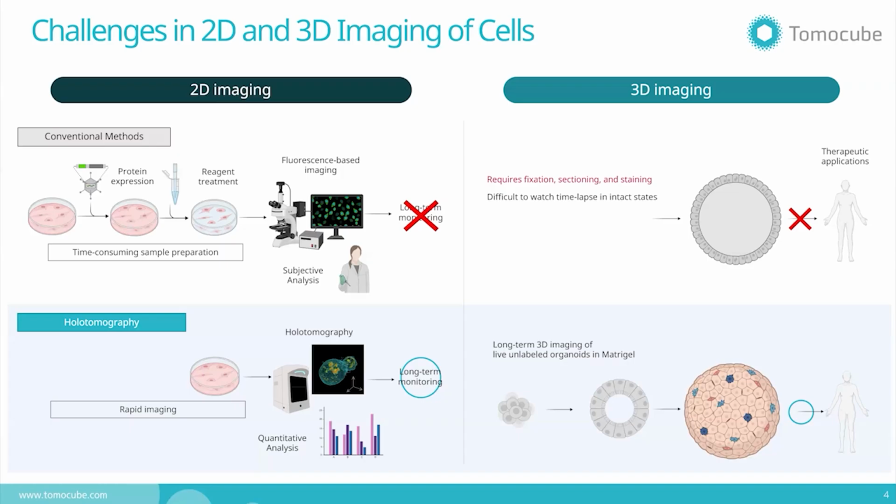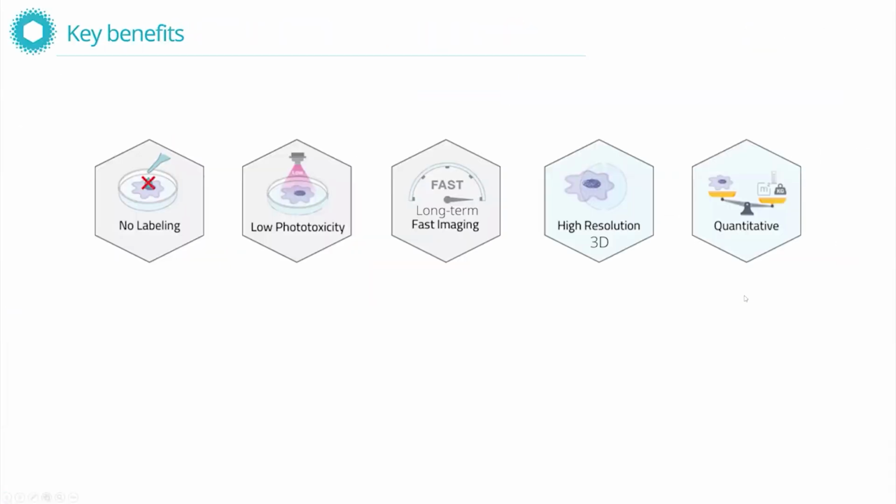But using HT, no preparation is required. By simply taking multiple plates out of your incubator, placing them in our HT system, and clicking a button, it takes 3 seconds to measure 1 tomogram. We also have an incubator inside, so you can just keep watching the cells without any external artifacts. And we can measure 3D samples up to 150 micrometers, so you can keep growing and measuring organoids for a long period of time, and also use them for therapeutic application.